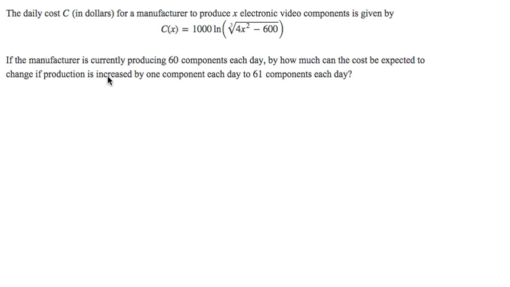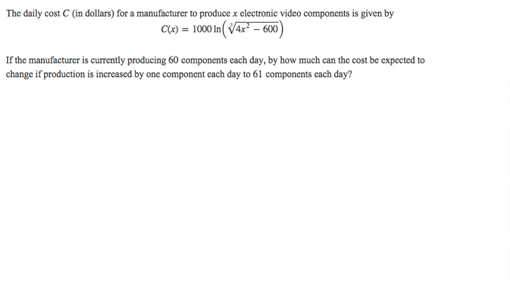So what we want to do is find the derivative of C at 60, and that's actually an estimate for the change in the cost. It's supposed to be a little bit easier than computing C of 61 minus C of 60, which is what probably many of you did. That would give you the exact change in cost based on this formula.